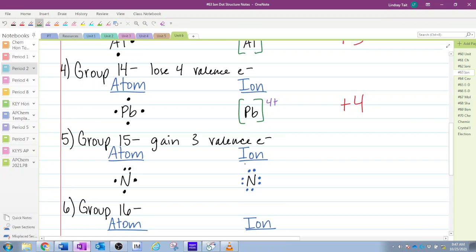And then I continue step 3, put all of that with the dots in brackets. And then step 4, if I picked up 3 electrons, what would my charge be? It's going to be a negative 3. Now you have 3 more electrons than you did when you were neutral. Negative 3 charge, which we can generalize to any atom in group 15 that is forming an ion.